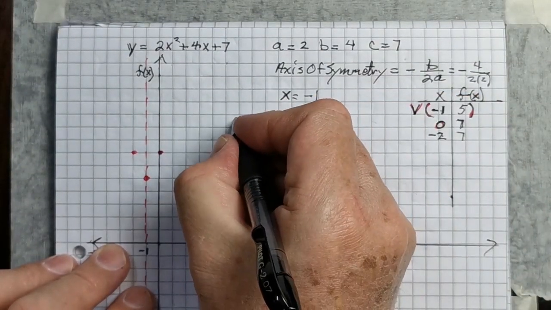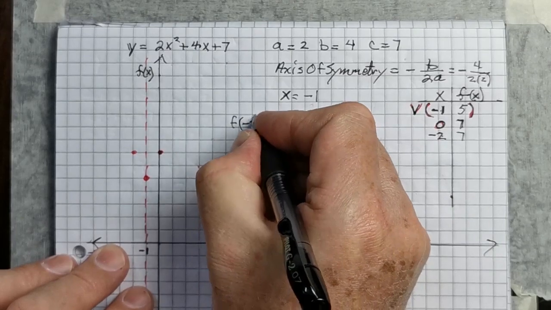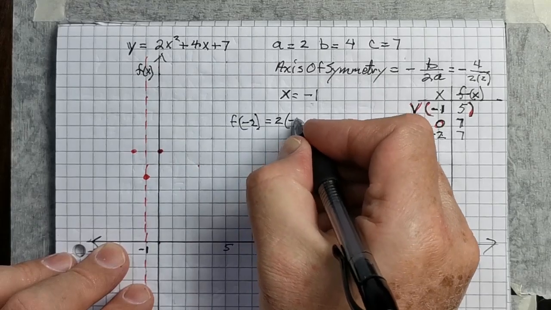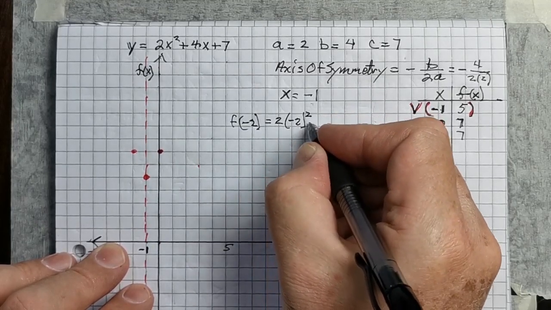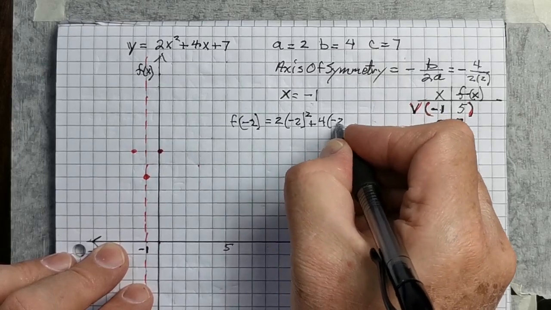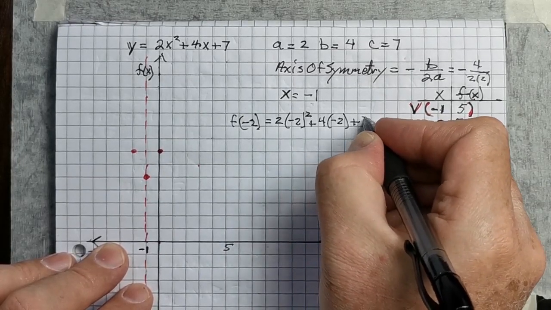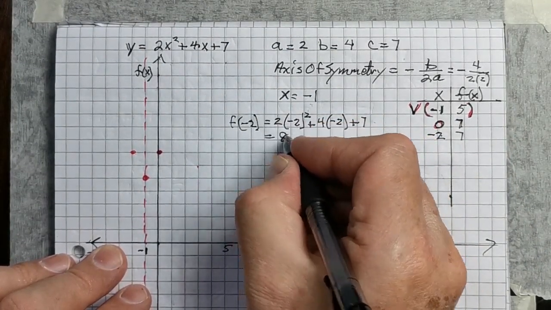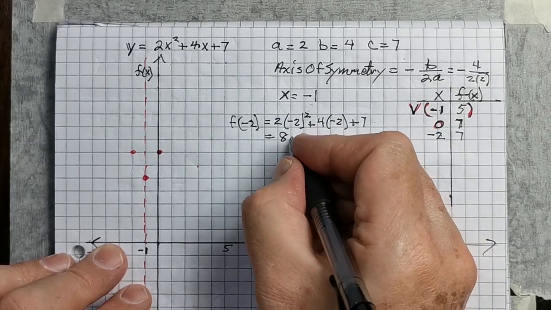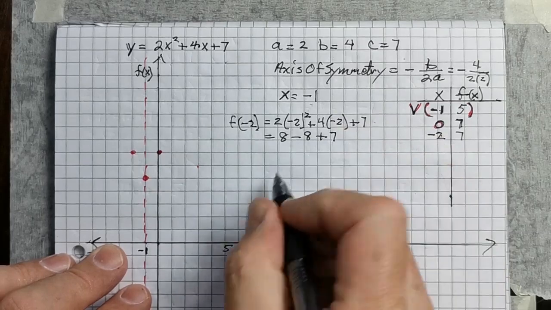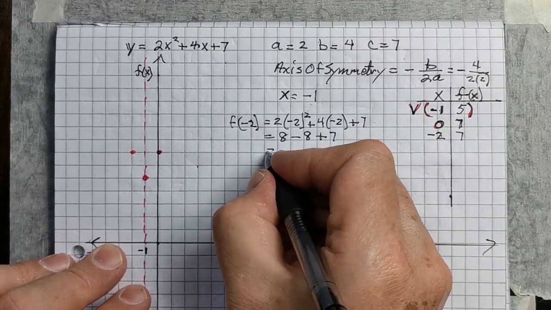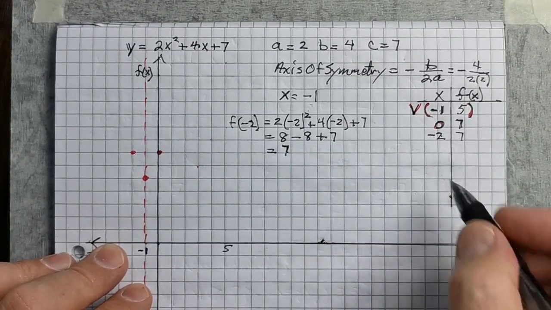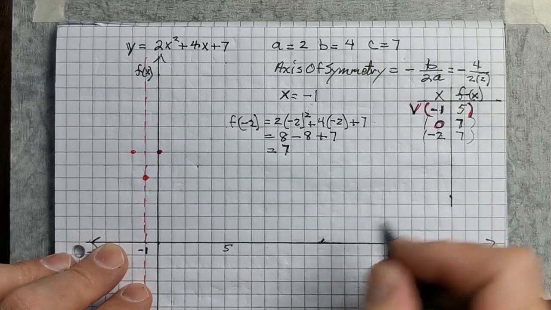Let's try sticking in some numbers. What is f of -2? Well, 2 times -2 squared plus 4 times -2 plus 7. Okay? -2 squared is 4. 2 times 4 is 8 plus -8 plus 7. This is just 0. 0 plus 7 equals 7. So notice, sure enough, f of -2 is 7. -2, 7. So this point is on the graph, just like 0, 7 was.